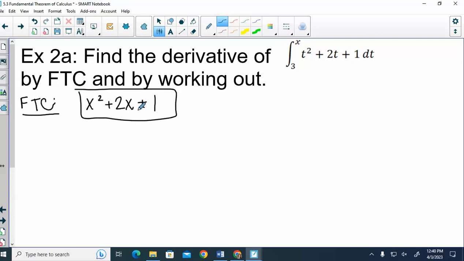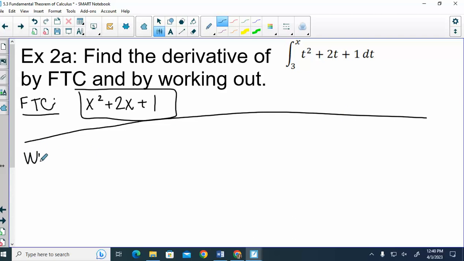And that's it, because a derivative and an integral are opposites. Okay? This was a continuous function. It's differentiable because it was an x polynomial, so the fundamental theorem works. If you actually worked it out, first you would have to do this integral.